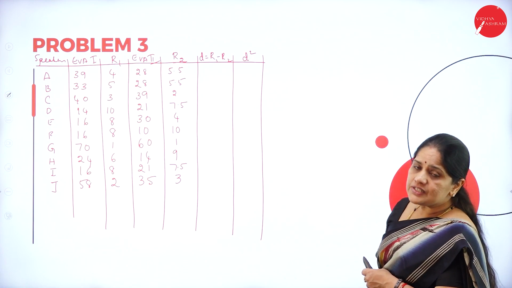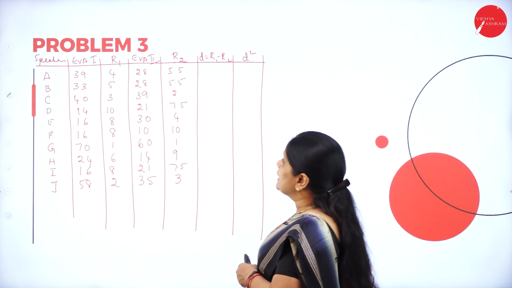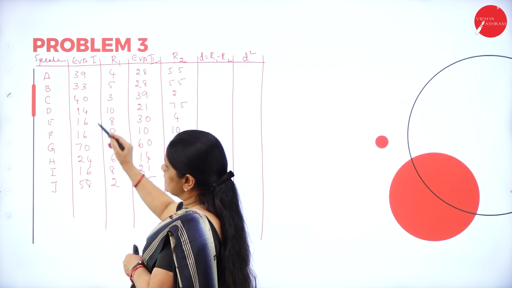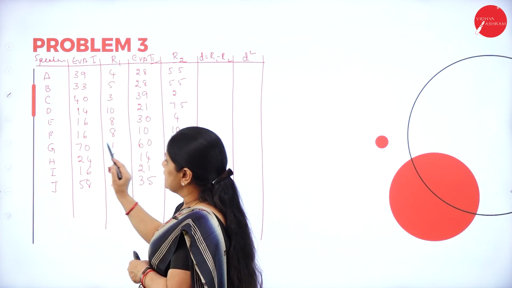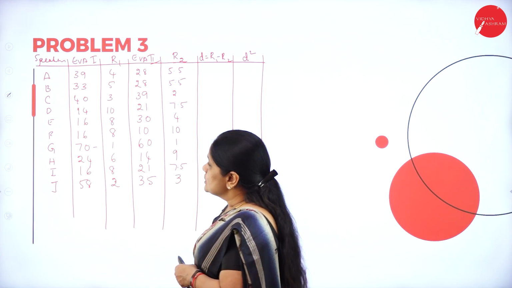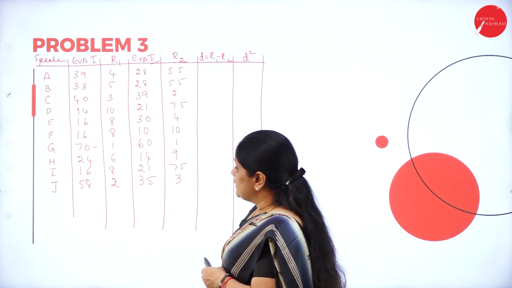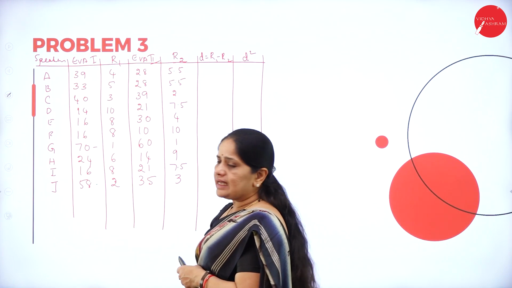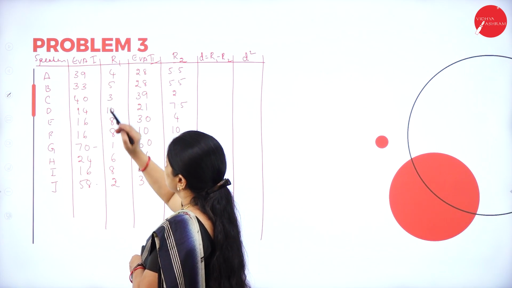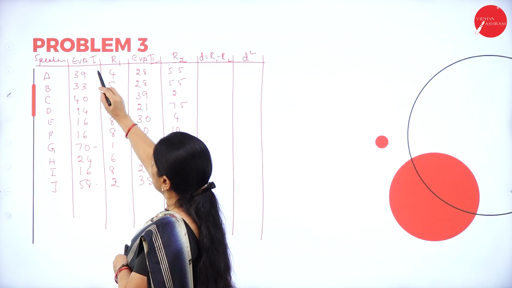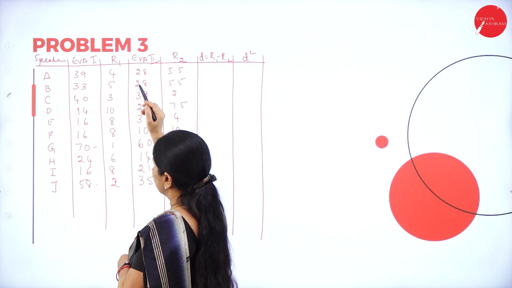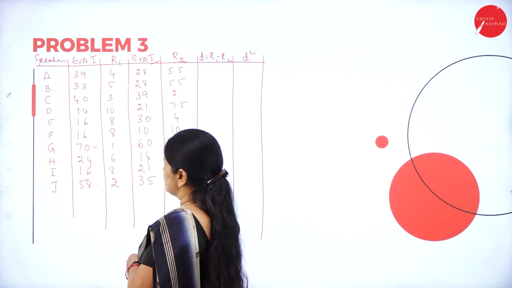Now first thing is we have to do the ranking for the speakers here. So the R1. What is the highest value for R1? 70. So for this 70 I am writing the rank as 1. The next highest after 70 is 58, so the ranking is 2. The next highest is 40, so the ranking is 3. The next one is 39, rank 4. 33 is 5. 24 is 6.